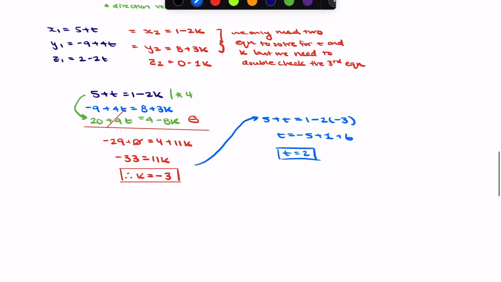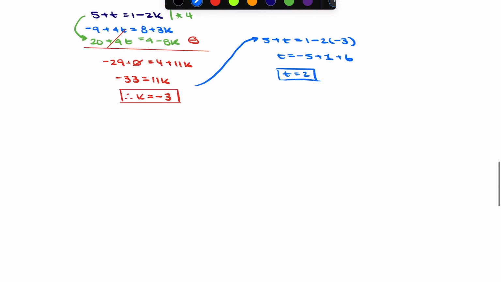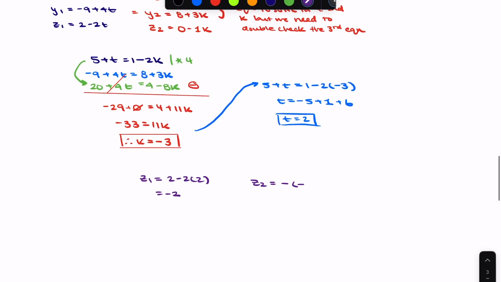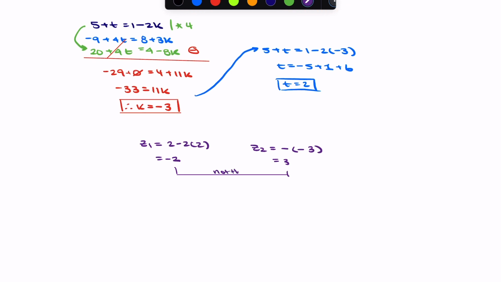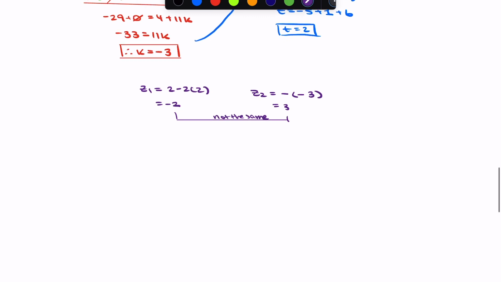So here we'll use our third equation to again check. Here we get z1 is equal to 2 minus 2 times 2, which is equal to negative 2. And z2 is equal to negative of negative 3, which is equal to 3. And so here we see that the answers are different, which means that therefore there is no point of intersection. These are skew lines.